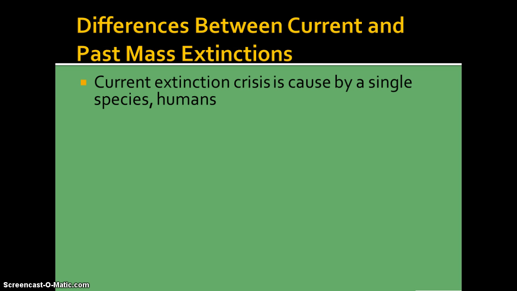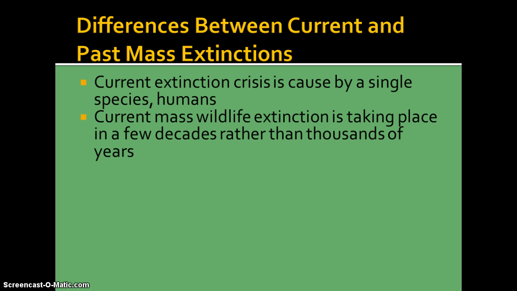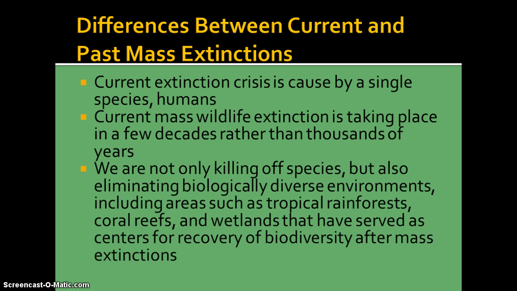So the big difference between the current and the past mass extinctions is that we are the major cause of the current mass extinction. It's happening much faster, a few decades rather than a few thousands of years. A lot of our past mass extinctions took a long time. They're slow processes. And the reason is that we are eliminating these biologically diverse environments by deforestation, bleaching of the coral reefs that comes from rising ocean temperatures, draining our wetlands, polluting our wetlands. These are areas that usually were centers for recovery after the mass extinctions.